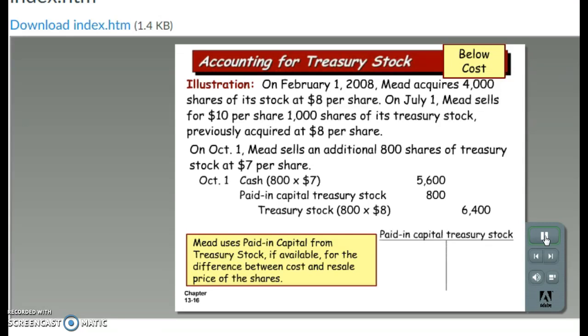The T account activity for paid-in capital treasury stock reflects the activity affecting it. An increase or credit of $2,000 on July 1 when the treasury shares were sold for more than cost. A debit or decrease for $800 on October 1 when the treasury shares were sold for less than cost, resulting in an ending balance of $1,200 on October 1. Please note that treasury stock is a contra stockholders' equity account with a normal debit balance, but paid-in capital treasury stock is a stockholders' equity account with a normal credit balance.